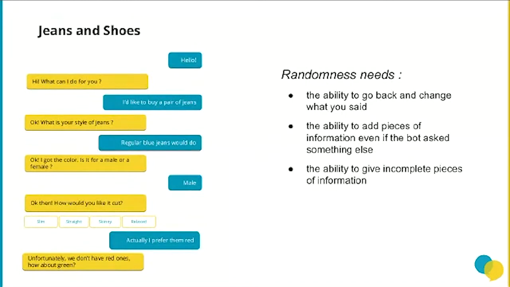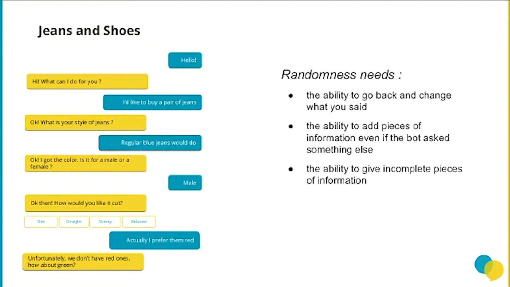On the left of your screen, you have a typical conversation with a human and a chatbot, or maybe someone who's selling clothes in a department store. So first, the example will show you exactly what randomness is. You can see the bot at the second sentence asks, what is your style of jean? And it catches the color, and he asks, is it for male or female?